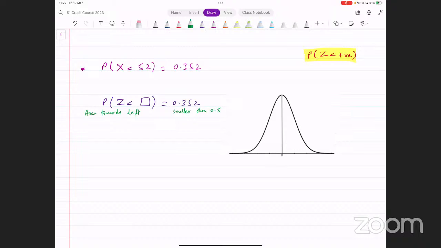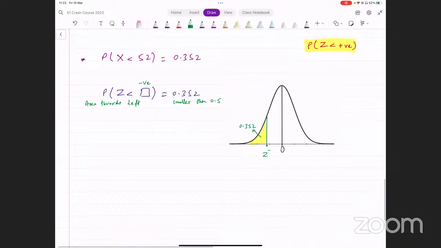Where do you place z now? If you place z on the right side, the positive side, the area to the left of this would be bigger than 0.5. And if you place z on the negative side here, the area to the left of this would be smaller than 0.5, and that's exactly what we want. The area to the left should be smaller than 0.5. So z is supposed to be negative here. The value of z is negative. And we know that this area here, this yellow region, how much is this? This is 0.352. That is what we are given.